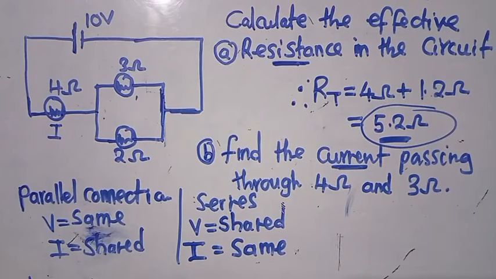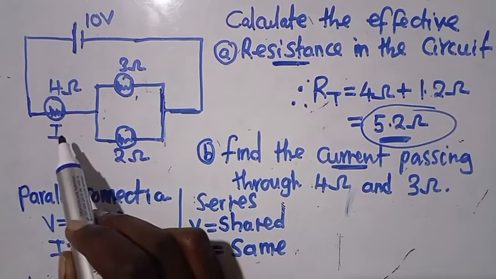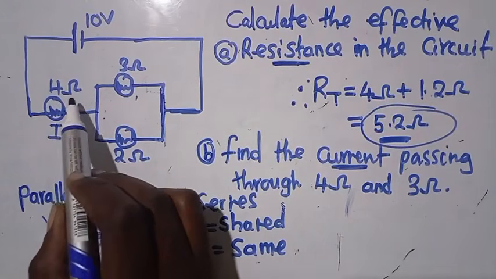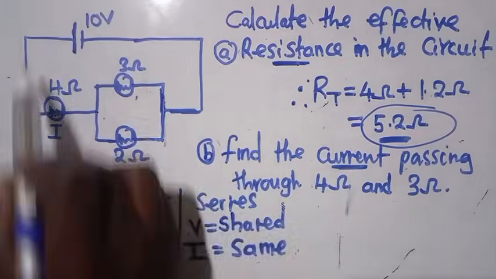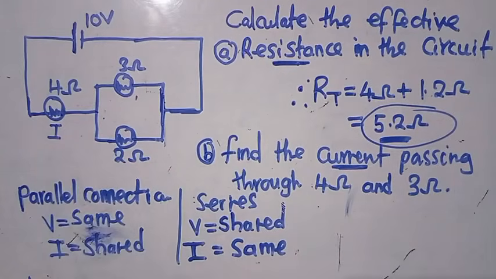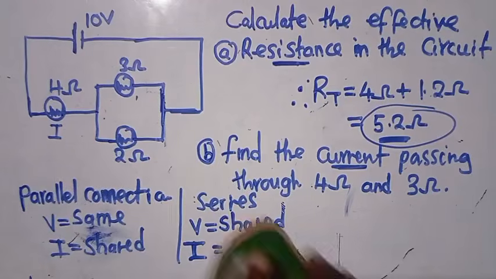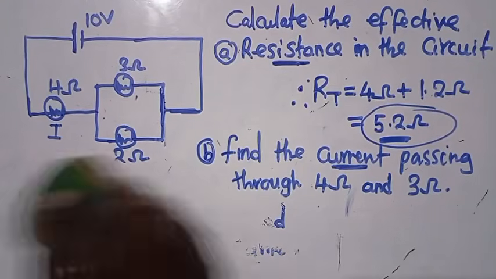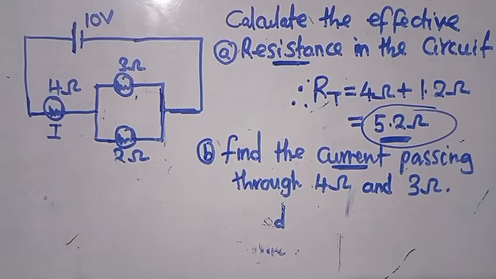These are two important things that will enable you to answer any question in an exam. In other words, the current that is passing through the 4 ohm resistor is the same current that is in the circuit, because this one is in series. So what is the total current that is passing through this whole circuit?